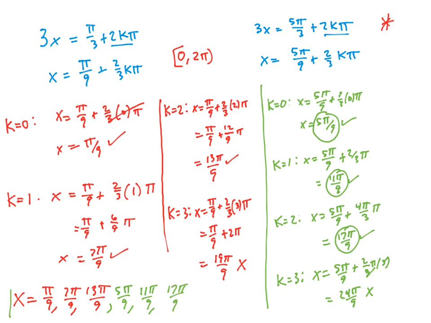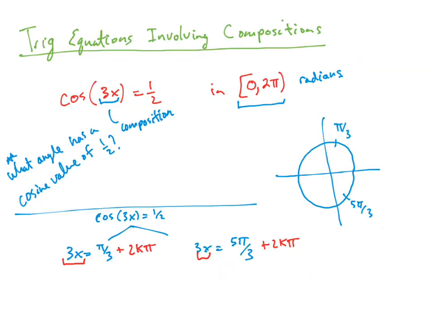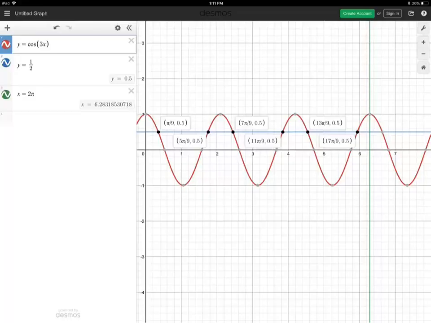And so there are 6 angles that will make the original equation true. And now let's look at the graph of the original equation and see what we have and how we can visualize the solutions. Okay, so our original equation was cosine of 3x is equal to 1/2.